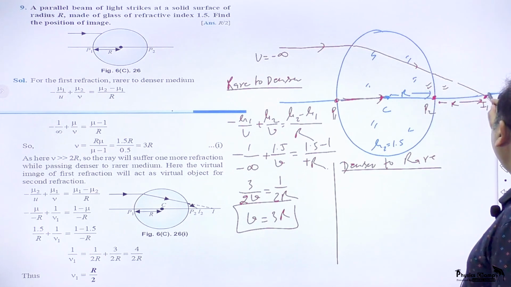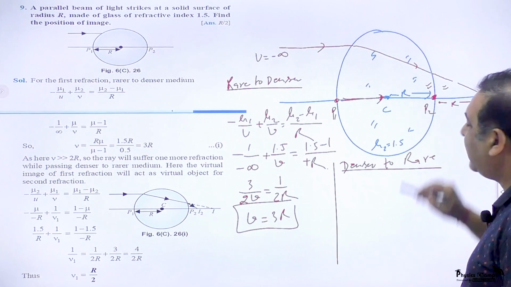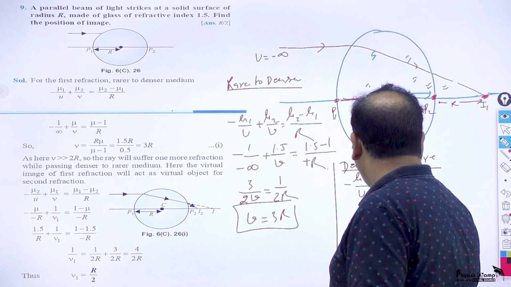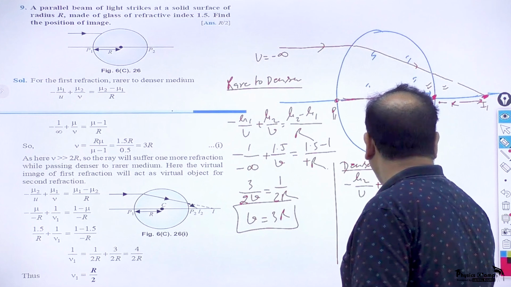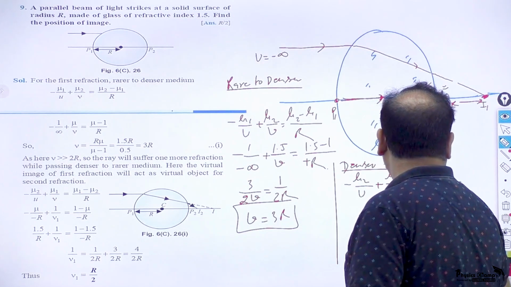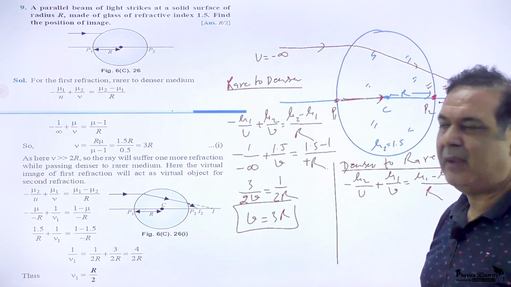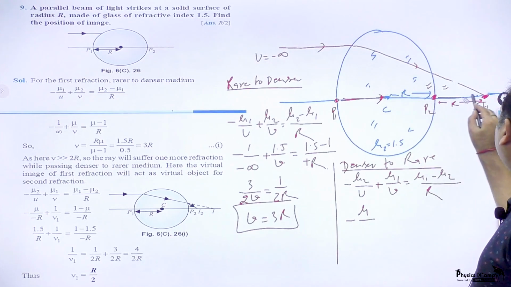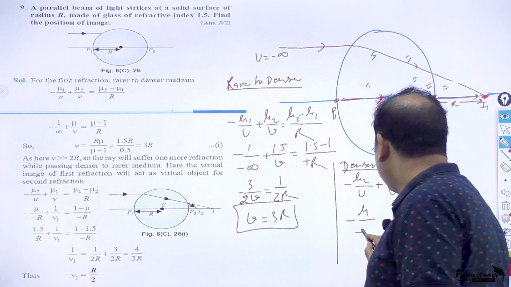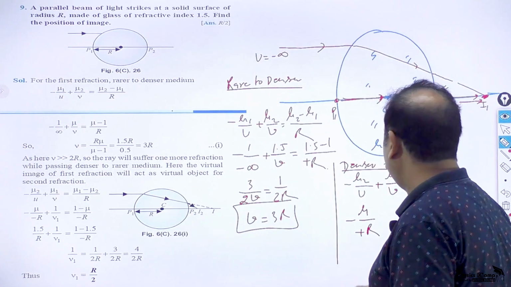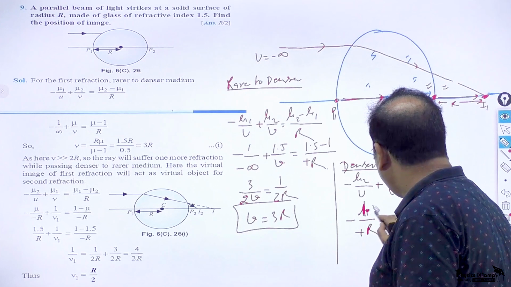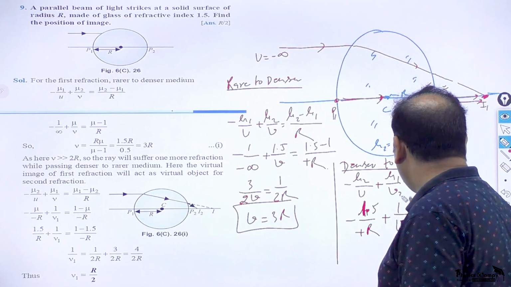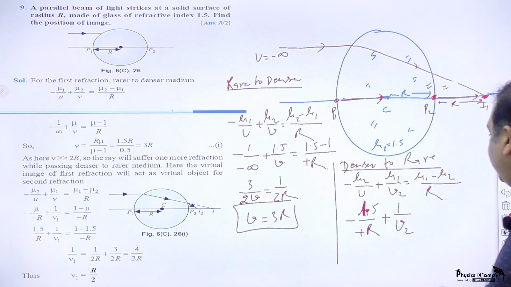Yes, I1 will act as a virtual object for this second refraction. So here it's a case of minus mu2 by u plus mu1 by v is equal to mu1 minus mu2 by r. Mu2 is mu, but how much will u be? u will be this plus r. And mu2 is 1.5, mu1 is 1. V2 we want to get. I call it V2, second image, final image.